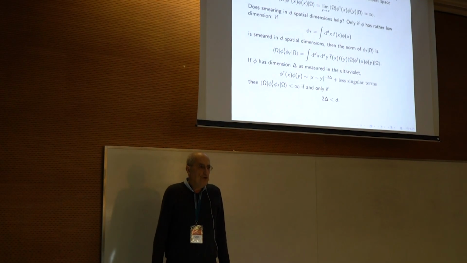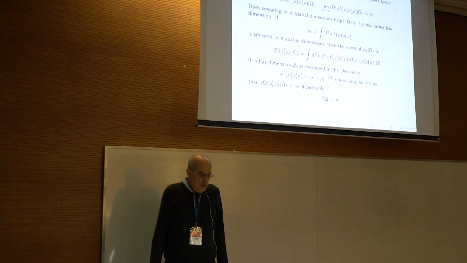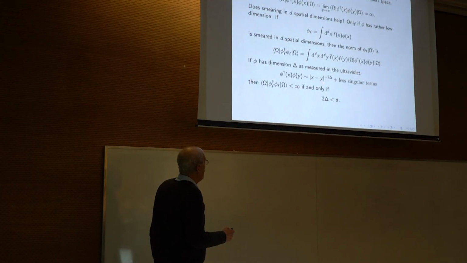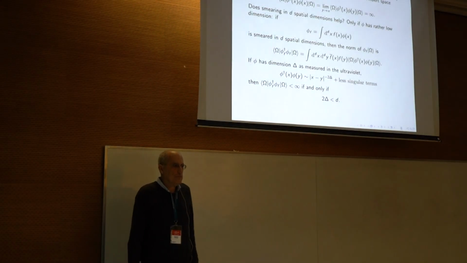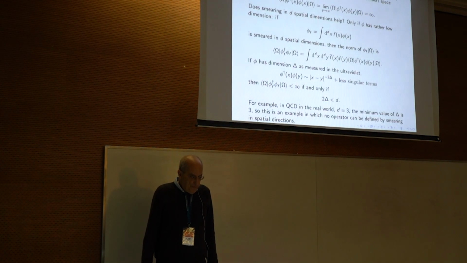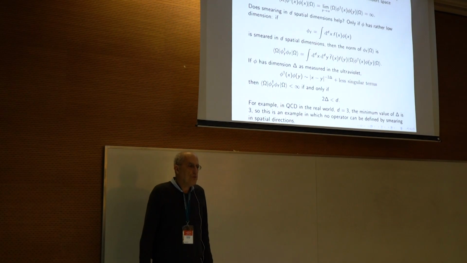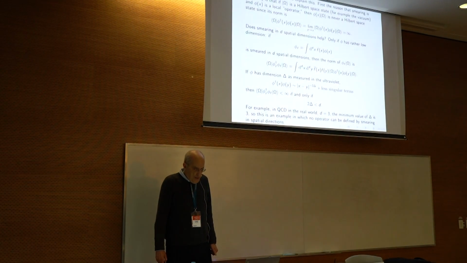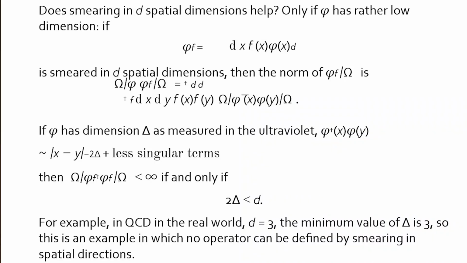And now, for example, suppose we have a theory that in the ultraviolet is conformally invariant, and that phi has dimension delta as measured in the ultraviolet. Then the most singular term in the OPE is x minus y to the minus 2 delta, and you see the integral converges if and only if 2 delta is less than d. So, for example, QCD in the real world is a theory where this condition can't be satisfied. In QCD, the maximum spatial dimension is 3, and the minimum delta of any gauge invariant operator in QCD is also 3, corresponding to a quark bilinear. So this is an example in which 2 delta is always bigger than d. In fact, 2 delta is at least d plus 3. So no operator can be defined by smearing in spatial directions.